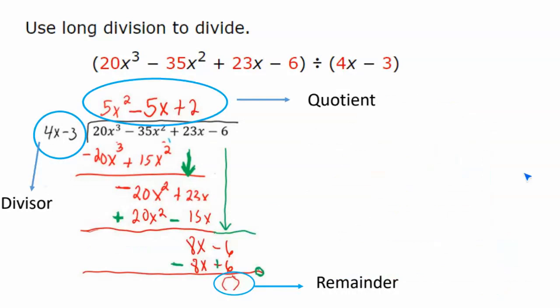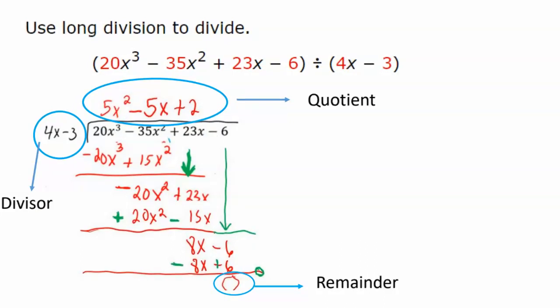So once we have our division, let's talk about what these numbers mean. The last number you get here is called your remainder. The stuff you get up here is called your quotient. What we're dividing by is your divisor, and the inside here is called the dividend.